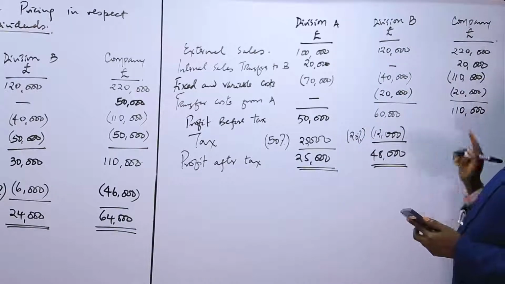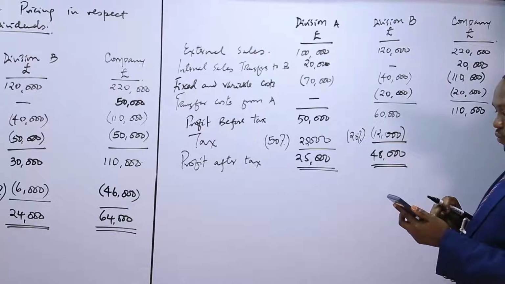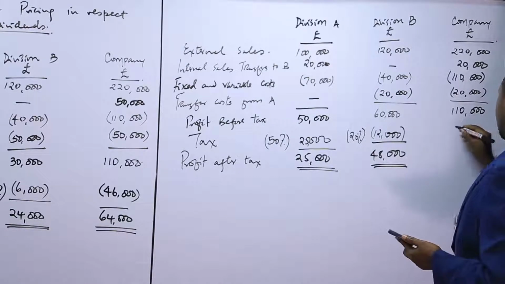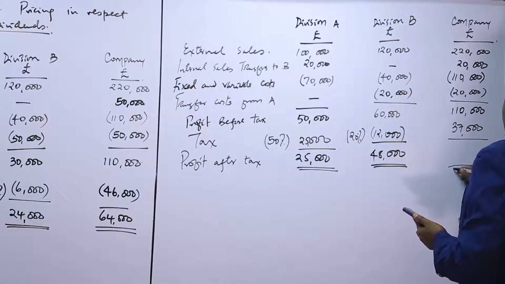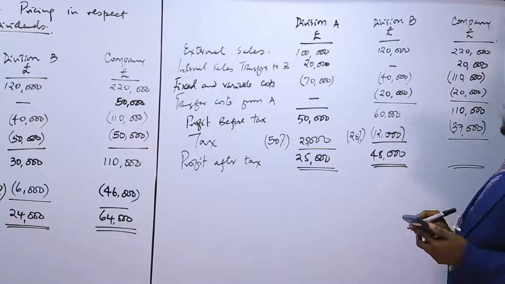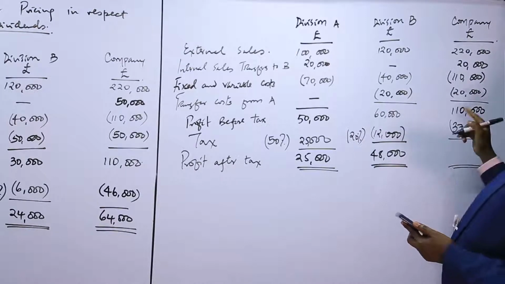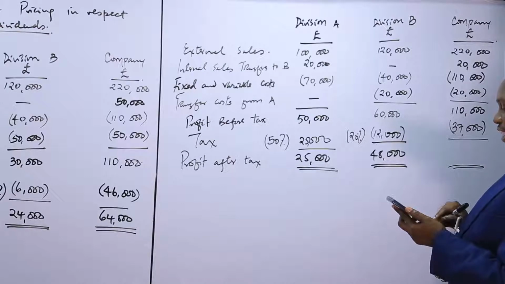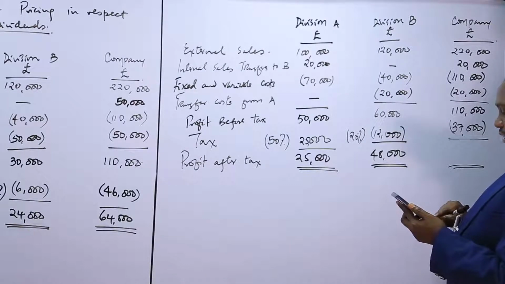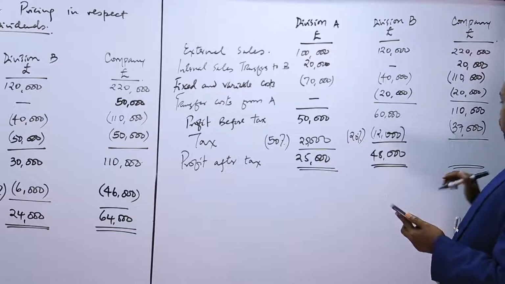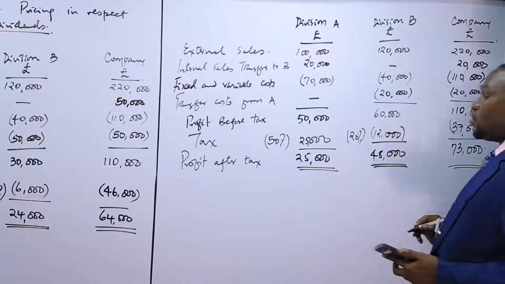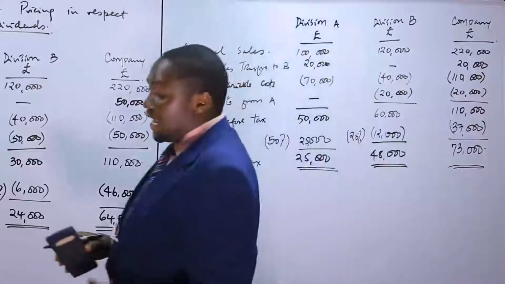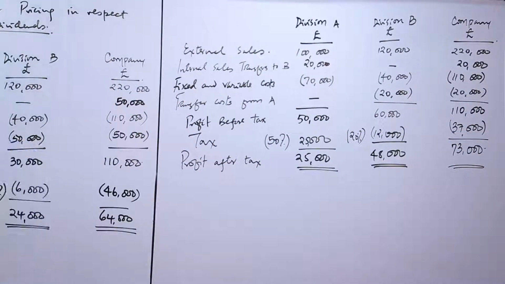Our total tax exposure to the whole group will be 25,000 plus 12,000, that is 37,000. Therefore, my profit after tax for the entire group will be 110,000 minus 37,000, which will give me 73,000. So, what analysis do we make therefrom?